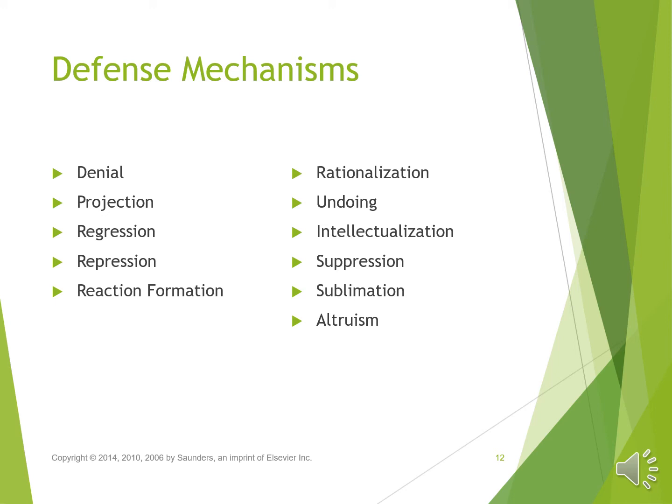Next is regression. Regression is going back to your developmental milestones. For example, a child was not bedwetting and had completed toilet training, but then when a sibling was born, he regressed and is now bedwetting. That is regression, retreating in response to stress to an earlier level of development. Next is repression.